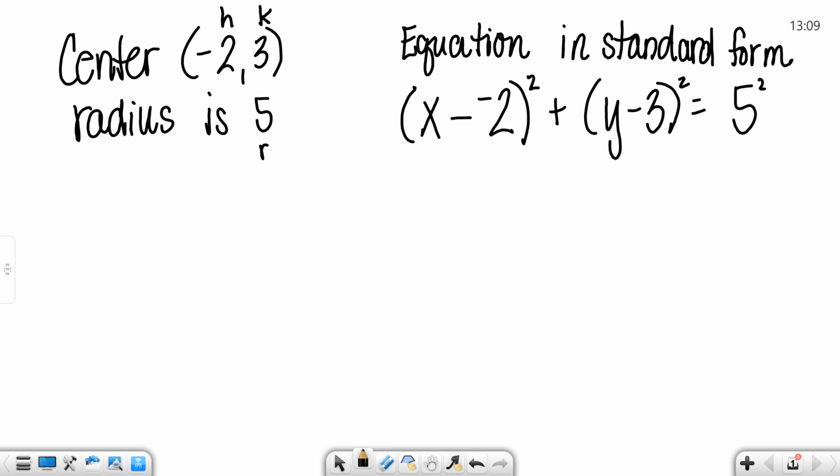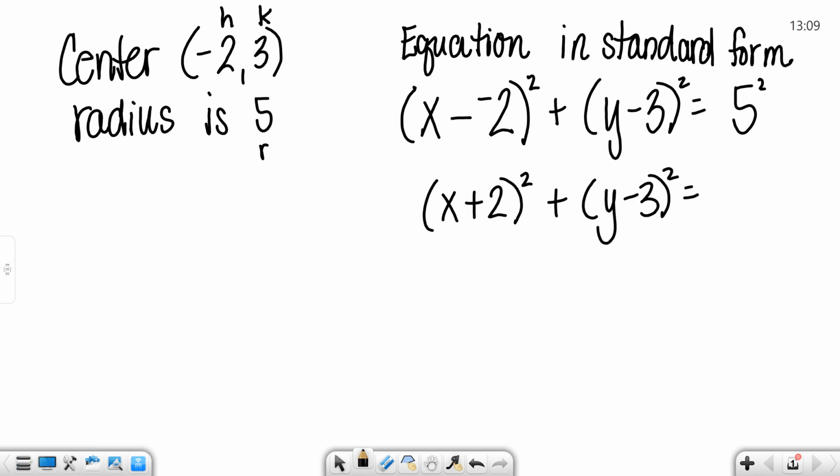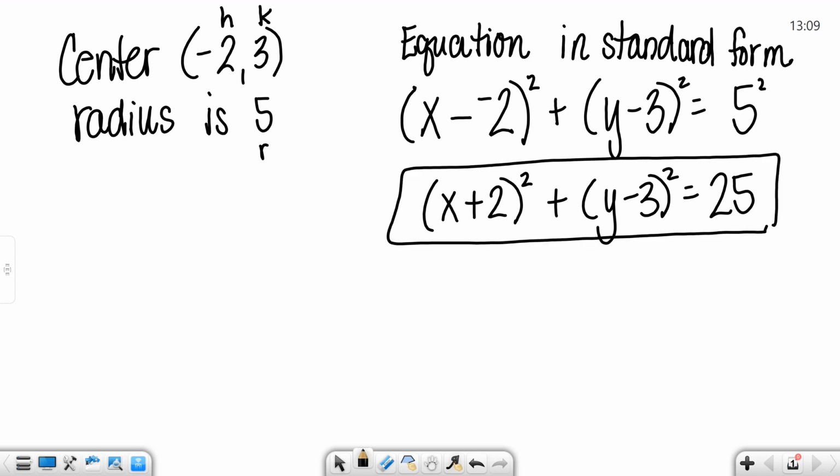Now I said any simplifying you can do, you should. Well, minus negative should not stay there. That should become x plus 2. Nothing I can do with this y minus 3. 5 squared is 25. So there's my equation in standard form: (x plus 2) squared plus (y minus 3) squared equals 25. We leave it just like that.